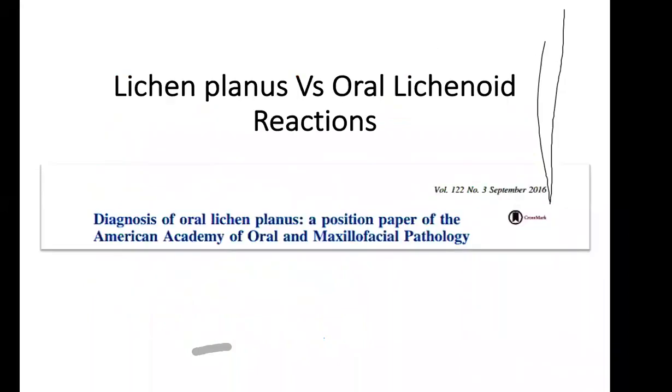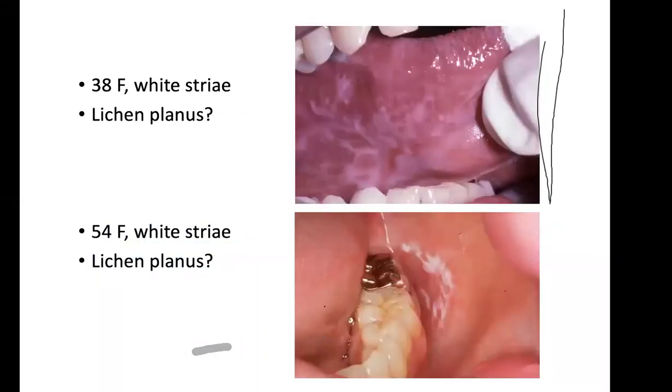And so let's now quickly look at some of these oral autoimmune conditions. I would like to first get to lichen planus. I'm going to be using the position paper of the American Academy of Oral and Maxillofacial Pathology to support my claims. Here, very briefly, this is to highlight the difference between lichen planus and oral lichenoid reactions. And I'm trying to substantiate my claim.